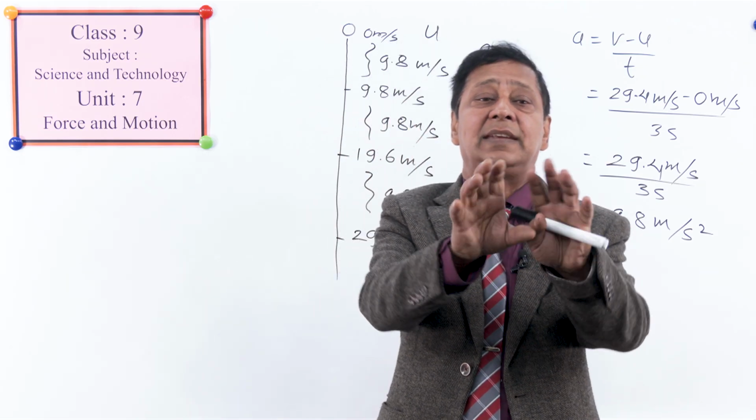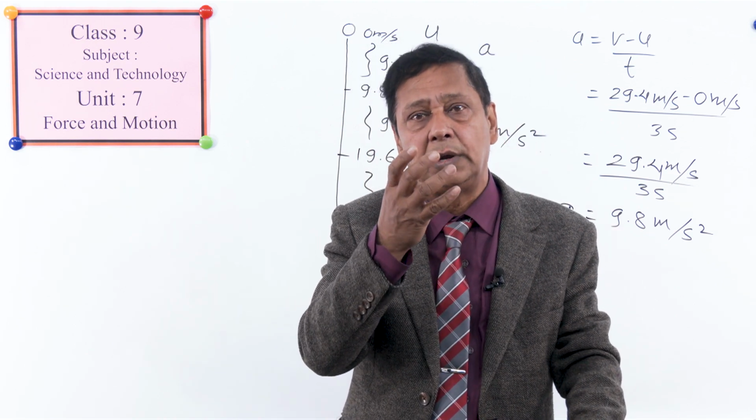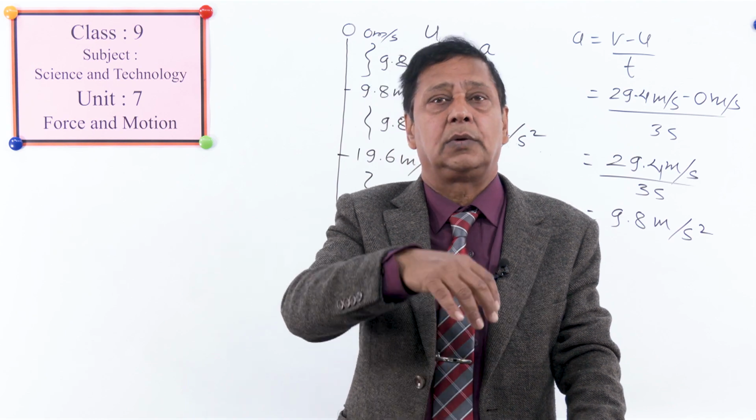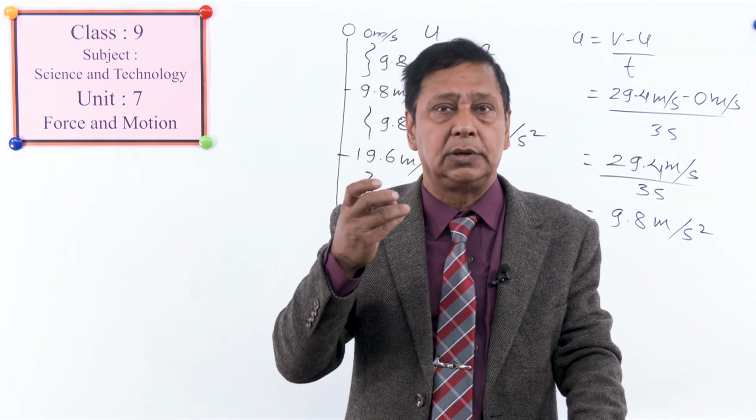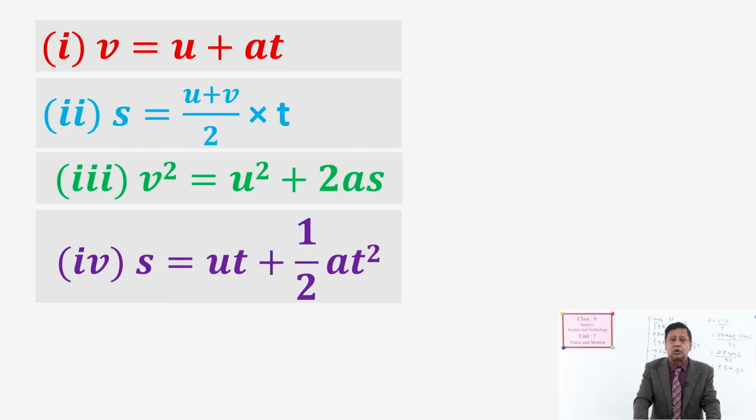After understanding all this information, now we have to remember 4 different equations which we are going to use to solve numerical problems. The equations are v equal to u plus at, s equal to (u plus v) by 2 into t.